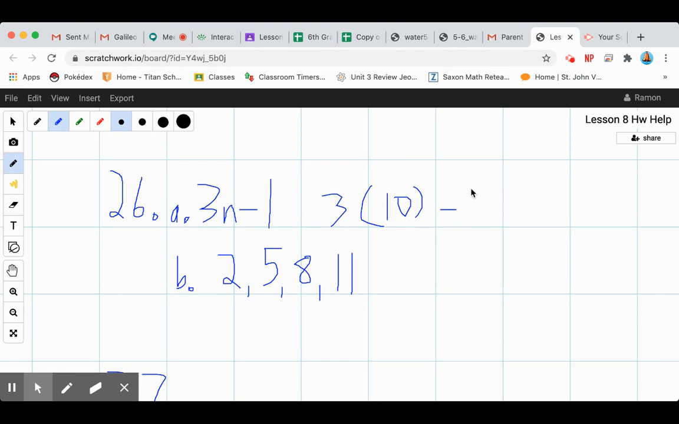So you're going to do 3 times 10 first, and then you're going to subtract 1. For B, what pattern do you recognize in the sequence? So how do you get from 2 to 5? How do you get from 5 to 8? How do you get from 8 to 11? And that would be the pattern.